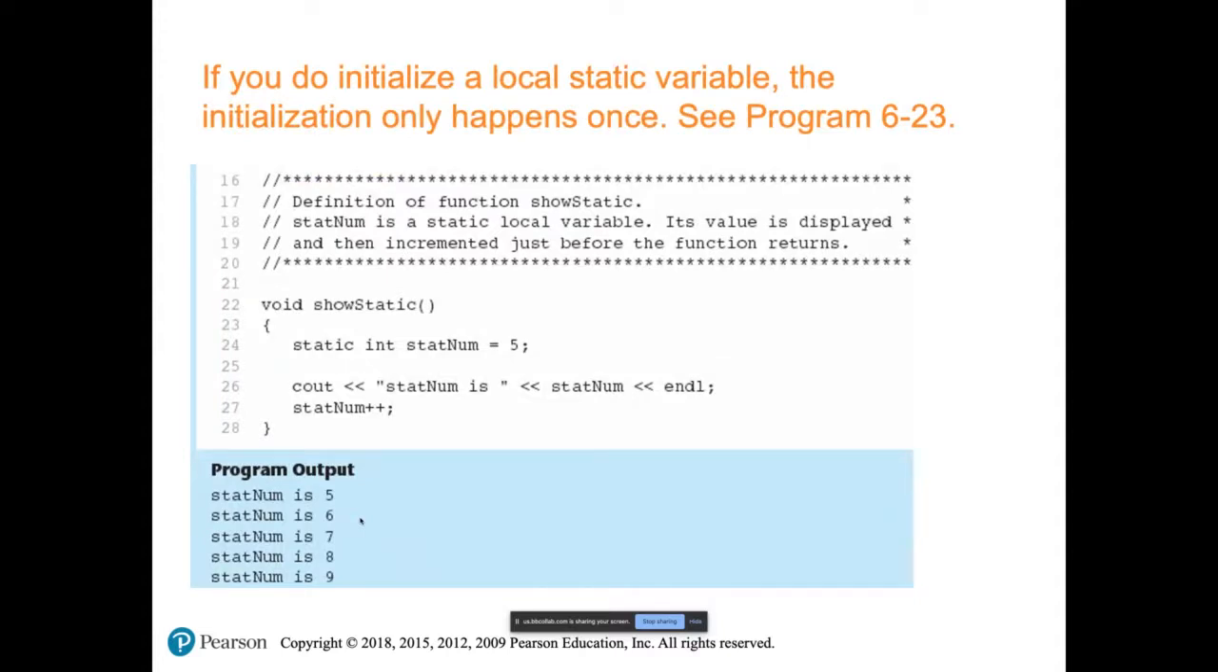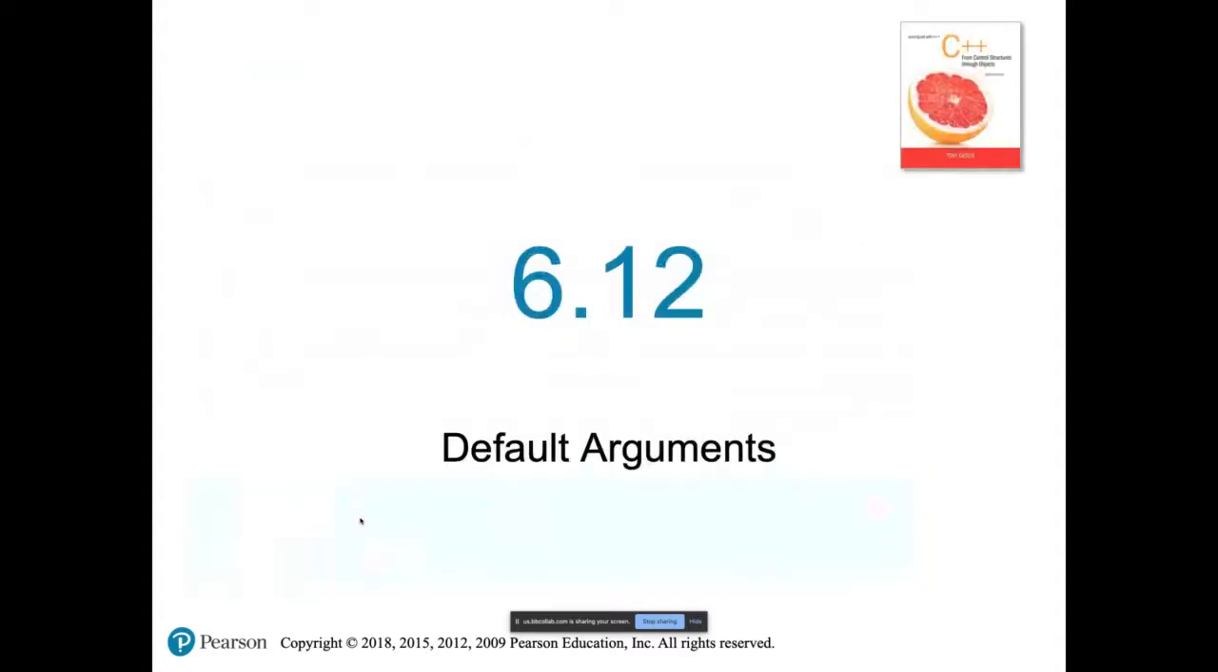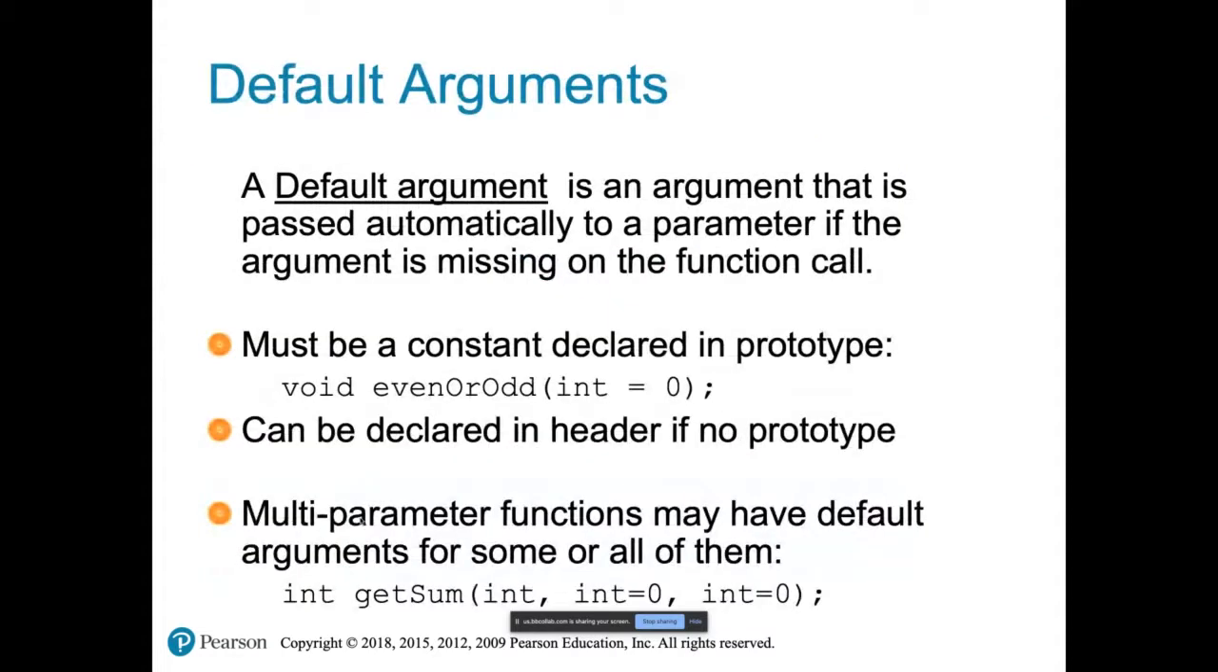And here it is again where they did 5, they just incremented 6, 7, 8. A default argument is an argument that is passed automatically to a parameter if the argument is missing on the function call. For example, in this case, on the prototype, they have an int. If I don't specify it, it is going to give that first parameter a 0. It can be declared in a header if there is no prototype, and multiple functions may have them. And multiple parameter functions may have a default argument for some or all.